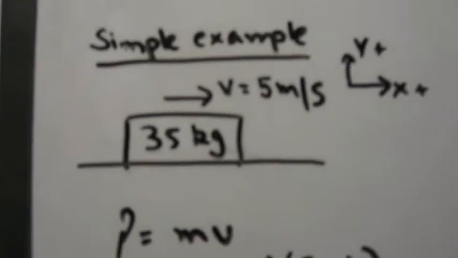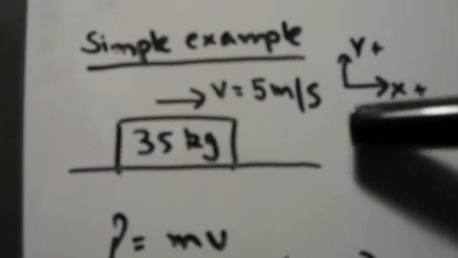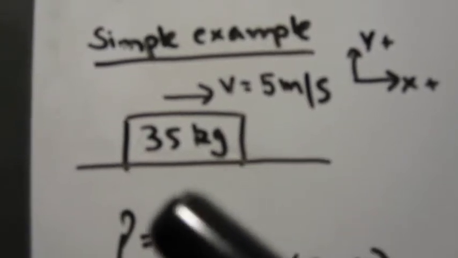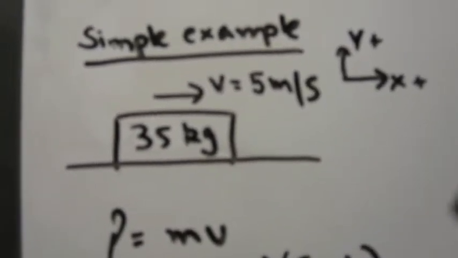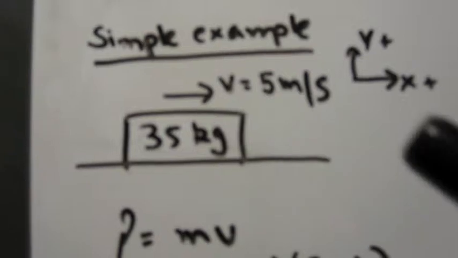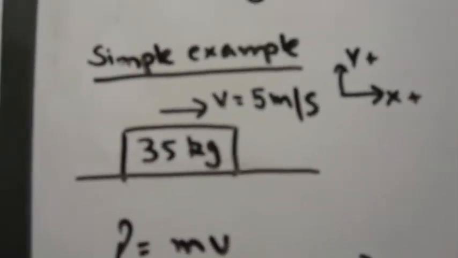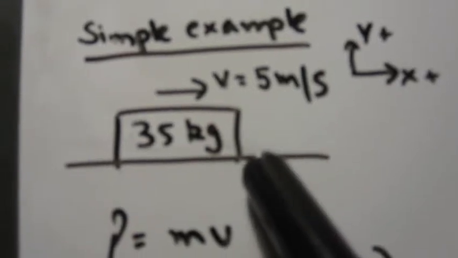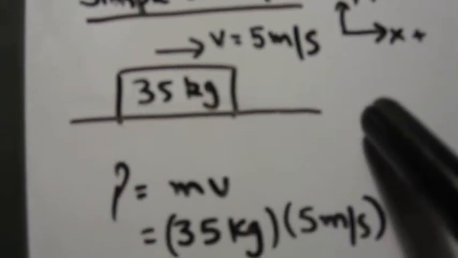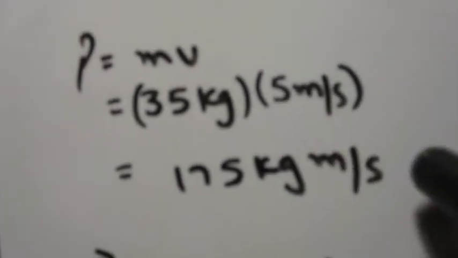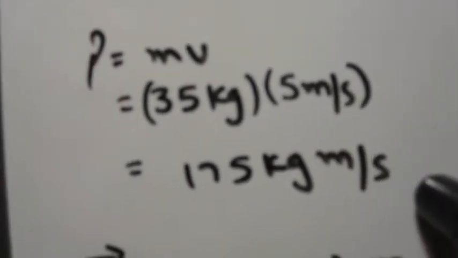Now a simple example is this. Let's say you have a box that's moving at 5 meters per second, and it's 35 kilograms. To find the momentum of that box, you'll use this formula, and you find this.